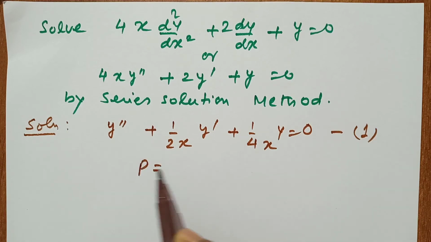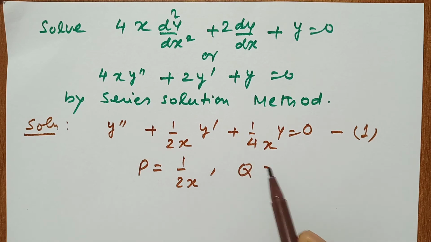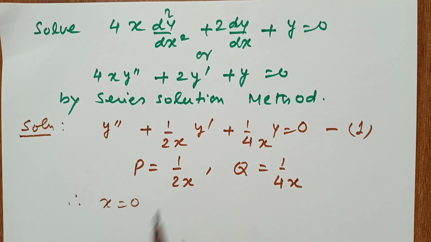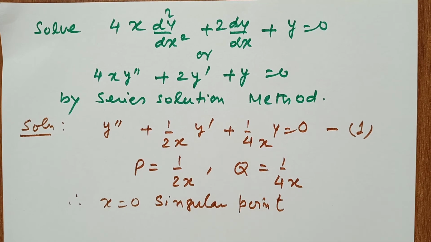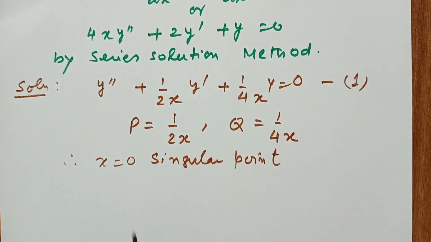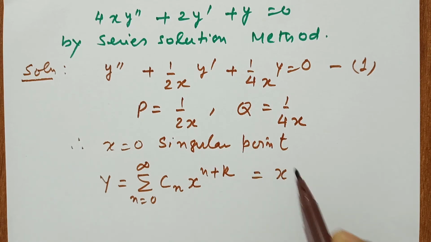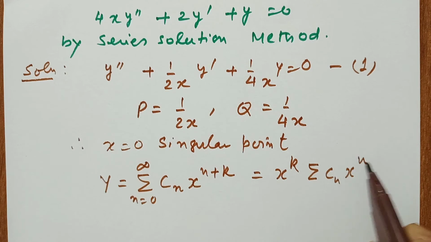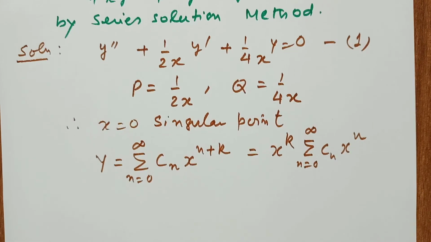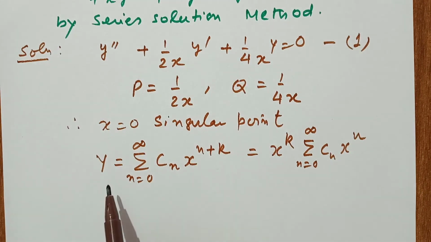Here p is 1 upon 2x and q is 1 upon 4x. Now when x is equal to 0, then p and q are infinite, which means x equal to 0 is a singular point. Now when x equal to 0 is a singular point, suppose the solution of the given differential equation is y equal to sigma c n x to the power n plus k, n from 0 to infinity. In other words, you can also write this as x to the power k sigma c n x to the power n, n from 0 to infinity. Now the next step is that we calculate y dash and y double dash.